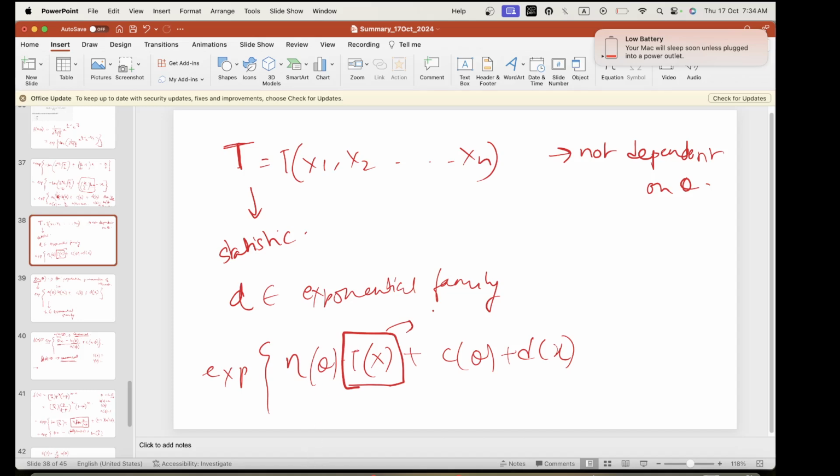All right, so if T(x) equals x, then x would be the sufficient statistic for theta. I think that's the significance of having it in its natural form.